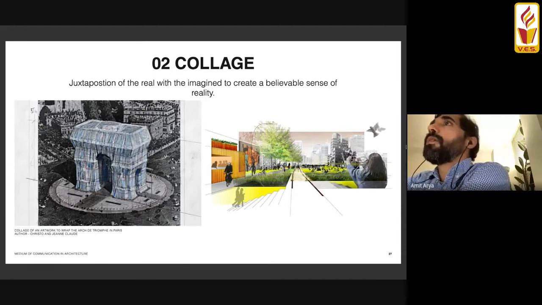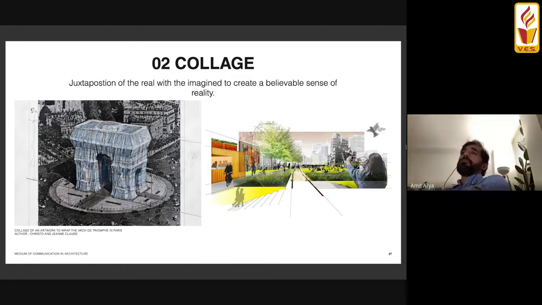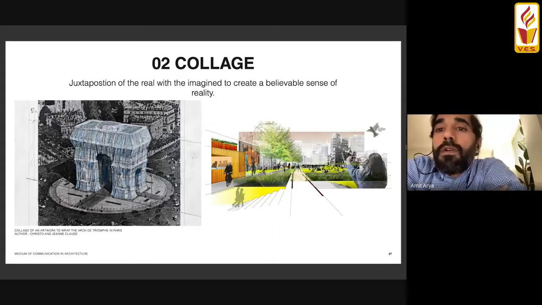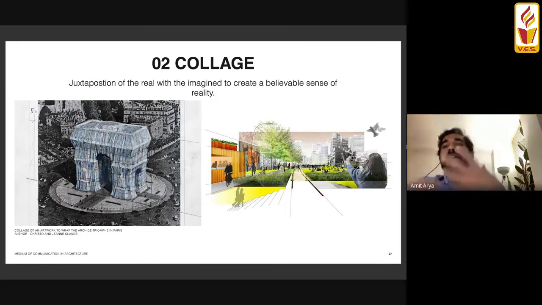So let's talk a little bit about the collage, right? It's kind of a juxtaposition of a very real condition with an imagined believable system. For example, the image on the left of the slide is a collage for an artwork by Christo and Jean-Claude, the very famous artists, for wrapping up the Arc de Triomphe in Paris in the late 80s, I believe. This used to be their style of doing art.